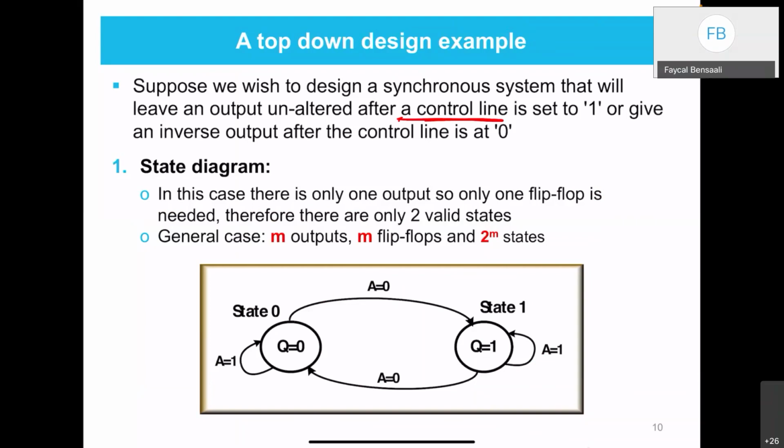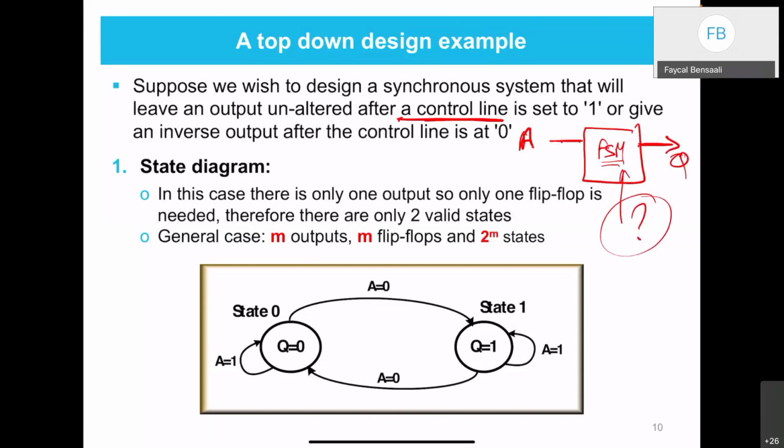So if this control line is 1, then the output will remain as it is. If this control line is 0, then the output will be the opposite of the current one. The next output will be the opposite of the current one. So basically, we will have a circuit that has one output. If I call it Q, and then it has one input A. And this is what I want to design. This is my finite state machine. So I want to know what will be in here.